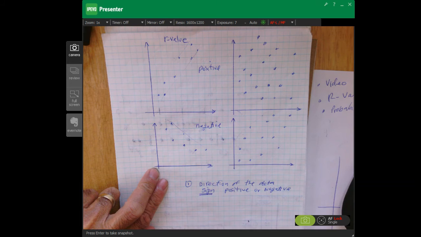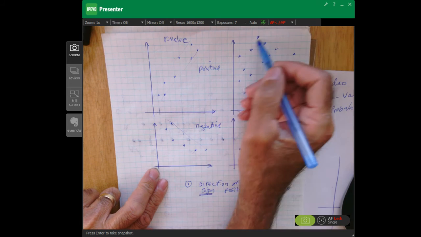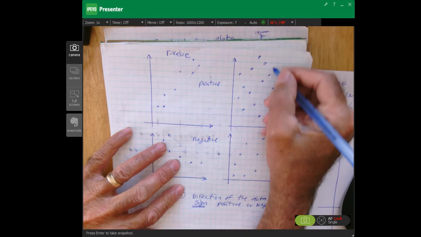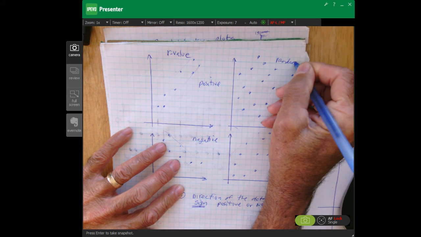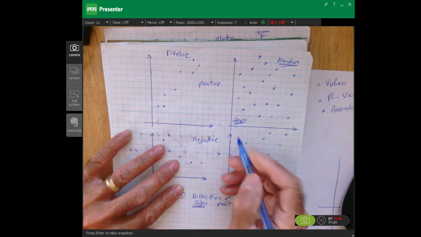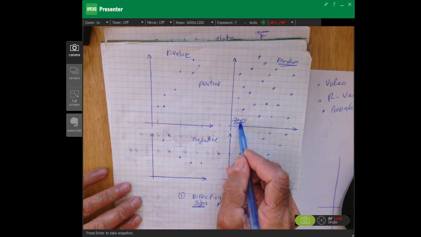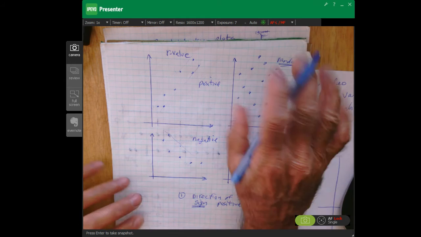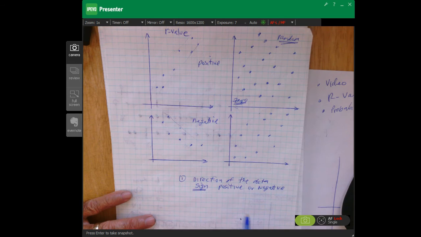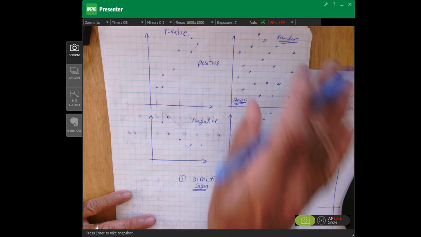negative. Now, if you look at this one right here, these points look pretty much scattered all over the place. Okay, that's kind of a random pattern, right? Well, that would be zero, right? It's not positive, it's not negative. That's just neutral. So zero. Now we'll get to this one later. We'll talk about that one in a minute.